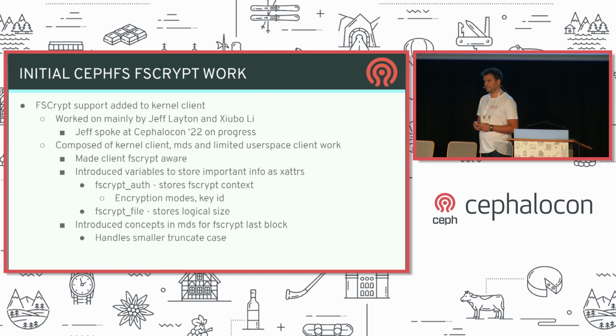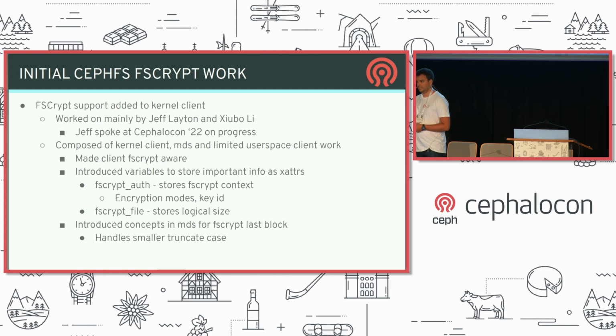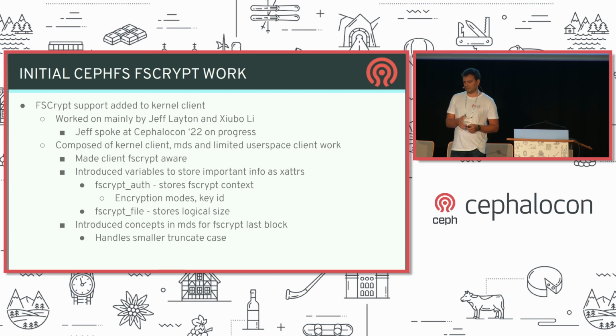So fscrypt auth, which is an xattr that stores the fscrypt context, so the encryption modes, the policy, and then the key ID, and also the nonce for the file itself is there. And then fscrypt file, which stores the logical size. And then also there was a concept introduced of fscrypt last block. It's a common problem that is seen in different types of encryption implementations, but it was added. This addresses the smaller truncate case, and I'll speak about that more later.